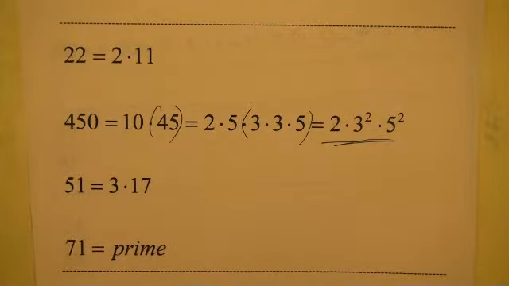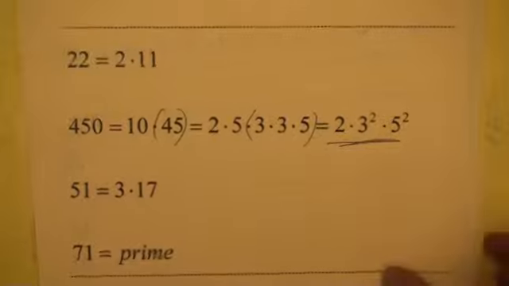Alright, 51 is definitely 3 times 17. That's a product of primes. And we have 71 as a prime number.